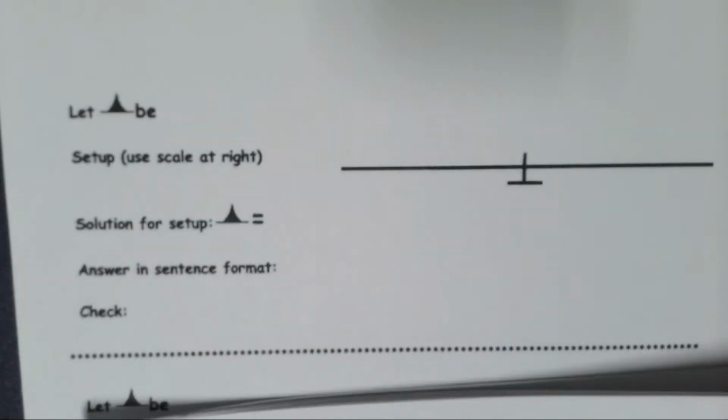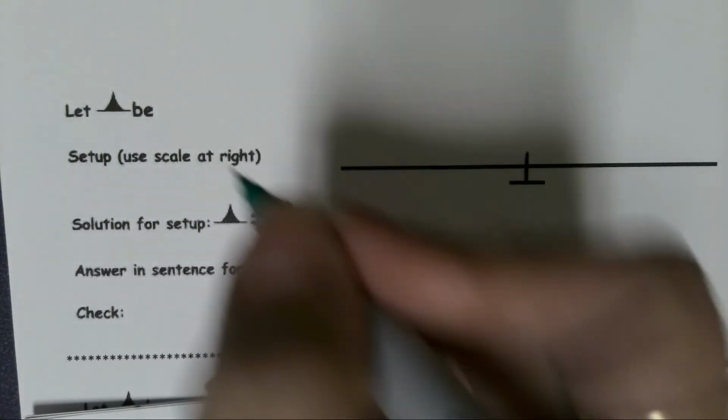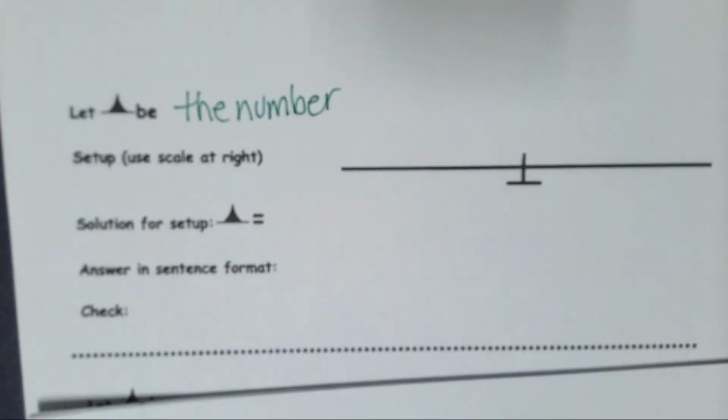So let's take a look at our sheet. First things first, the last part of that problem said find the number. So let pawn be the number. So now let's do our setup.